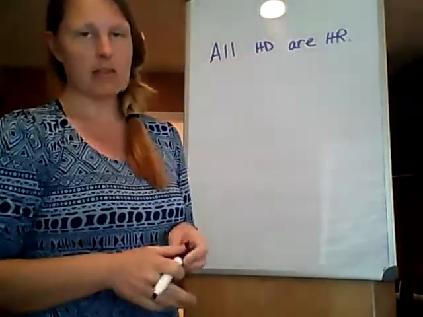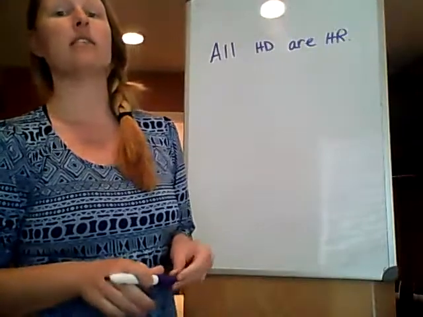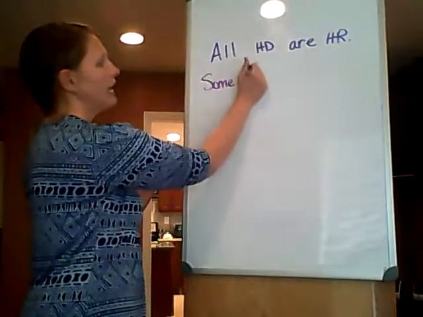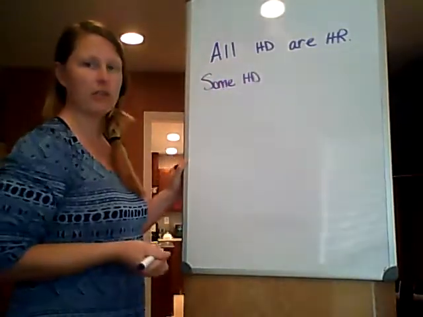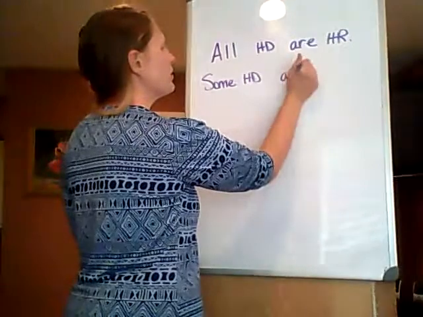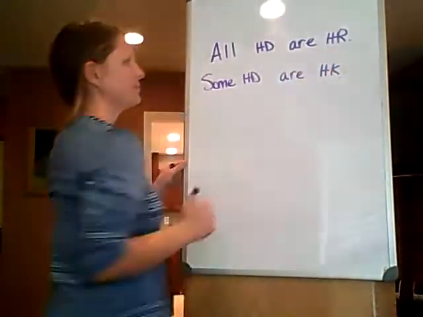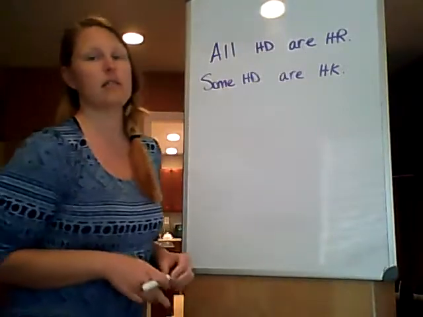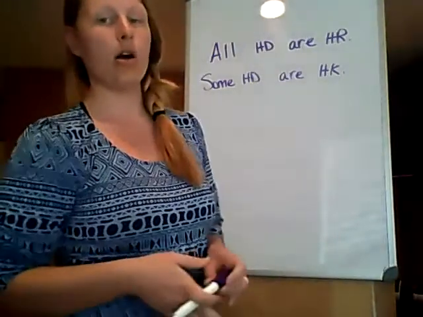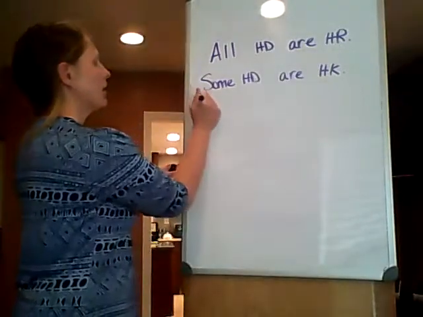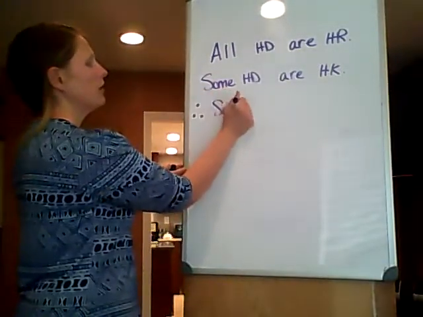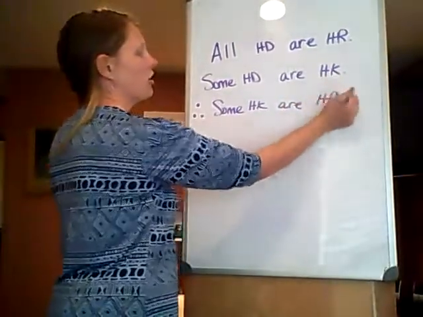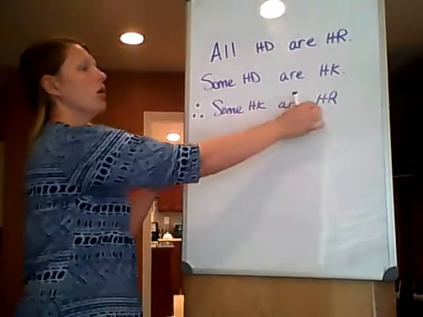The second premise says some historical dates are things that are helpful to know. Some HD are... Now, things that are helpful to know, I'm going to put HK. And the conclusion says some things that are helpful to know are hard to remember. So some HK are HR. So some things that are helpful to know are hard to remember.